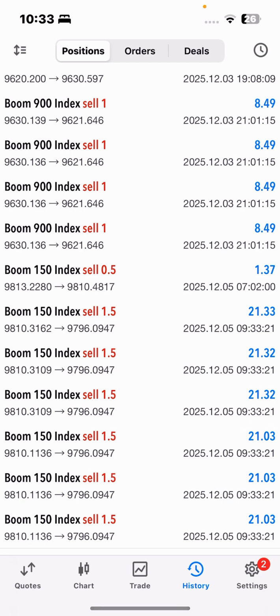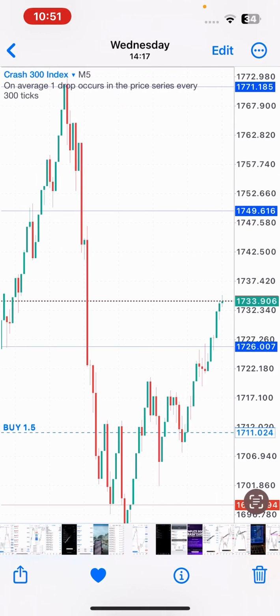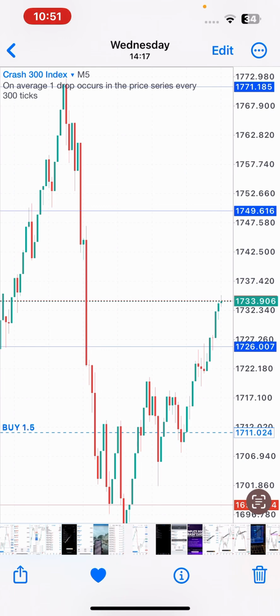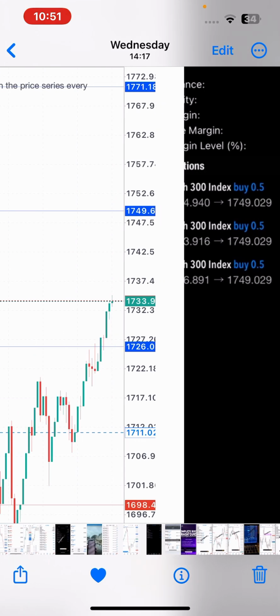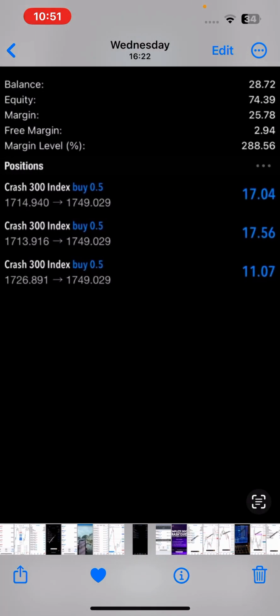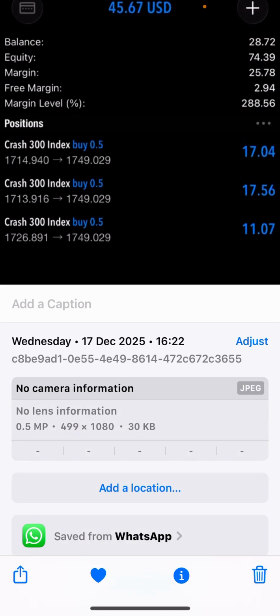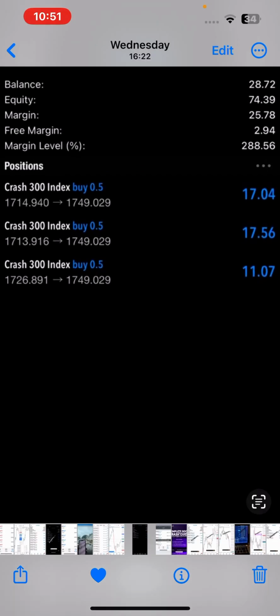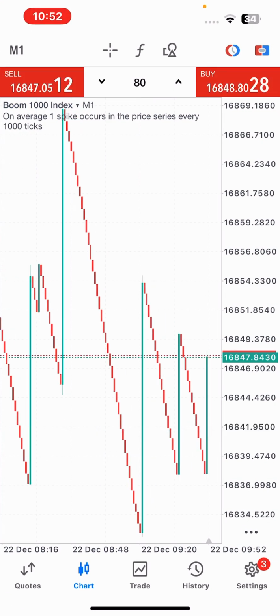Okay, this is on Boom 150 and Boom 900. This is on Crash 300. This is on Crash 300 again. $28 moved to $74. So now let's go back to our chart. What date was this? I think this is an old trade anyways. So, back to what I was saying.